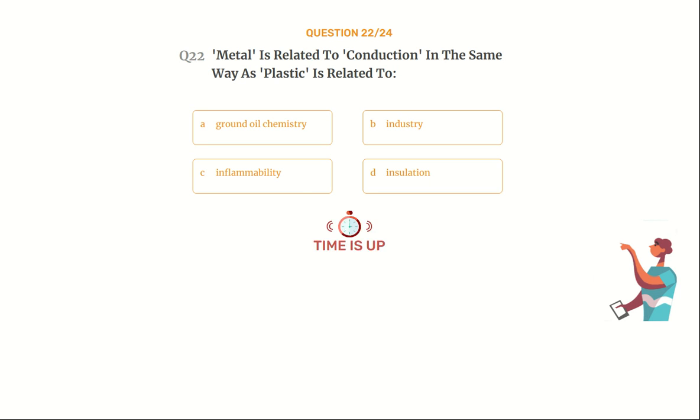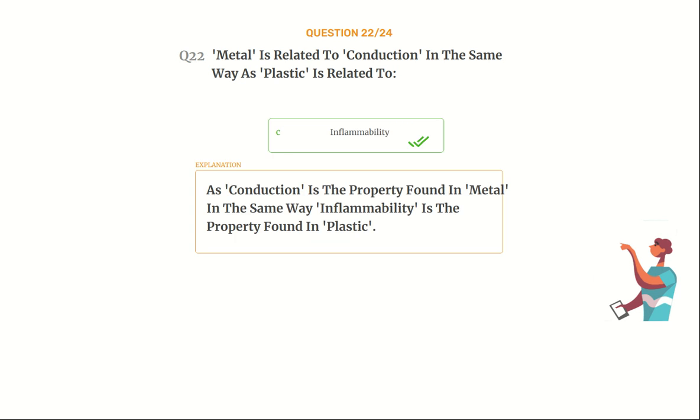The correct answer is option C. Inflammability, as conduction is the property found in metal, in the same way inflammability is the property found in plastic.